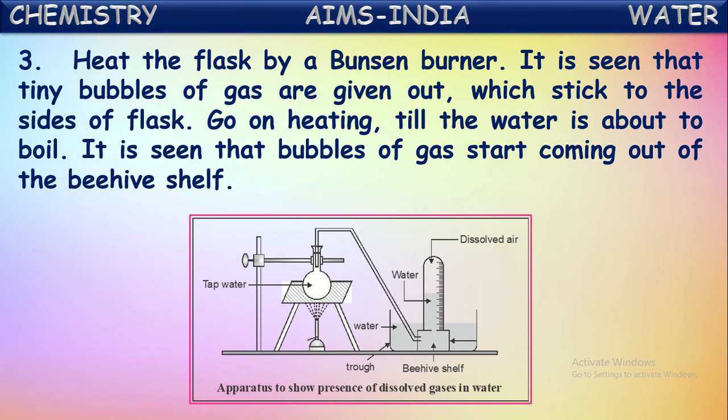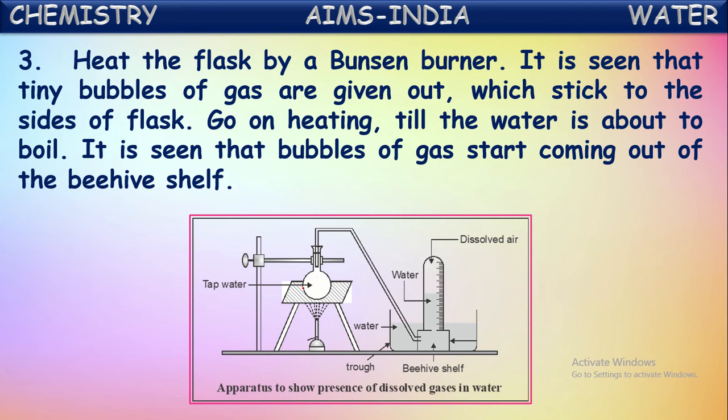Now heat the flask with a Bunsen burner or spirit lamp. See, under the tripod stand a Bunsen burner is arranged. Now it has started to heat this round bottom flask, which contains tap water. It is seen that tiny bubbles of gas are given out from this round bottom flask, which stick to the sides of the flask. So this we can do even at home also.